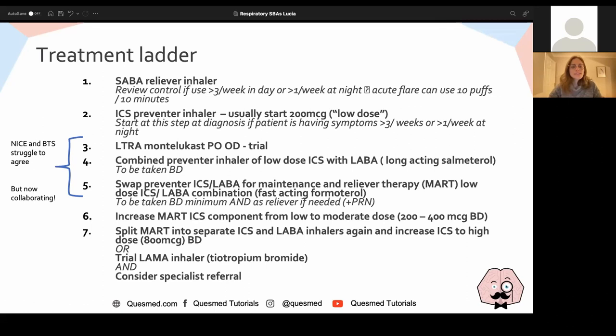Obviously at the top of the ladder, you have your oral steroids, which we know have lots and lots of side effects. And we really need to try and avoid getting patients to that step if we can.